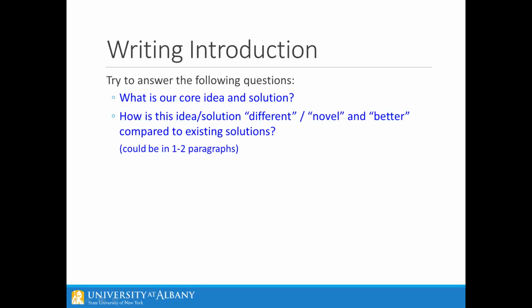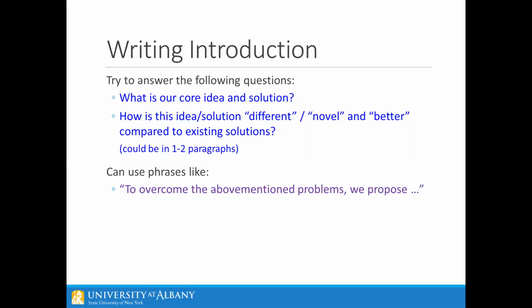This we could write in 1 to 2 paragraphs, and these are very, very important paragraphs of the introduction, where you are providing the core idea of your solution. You could use phrases like this: to overcome the above mentioned problems. So the problems we have already mentioned before. What problem we are solving, why it is important, what the challenges are, what existing works have done, and what they haven't done, and what problems are still remaining. And then we mention that to overcome the above mentioned problems, we propose this solution. Or, the core idea behind our method is this.